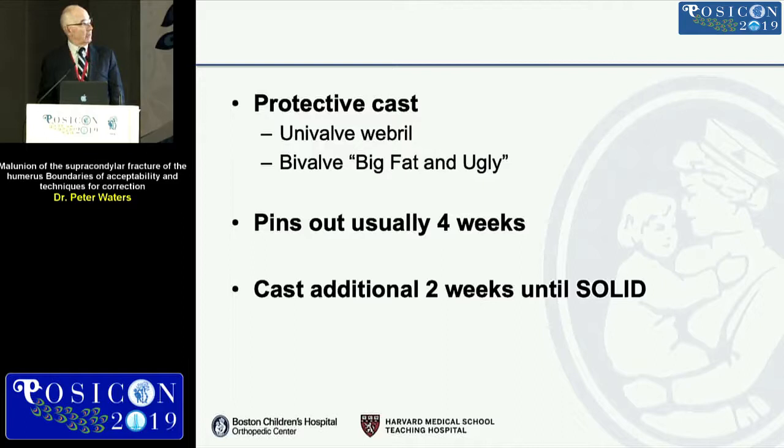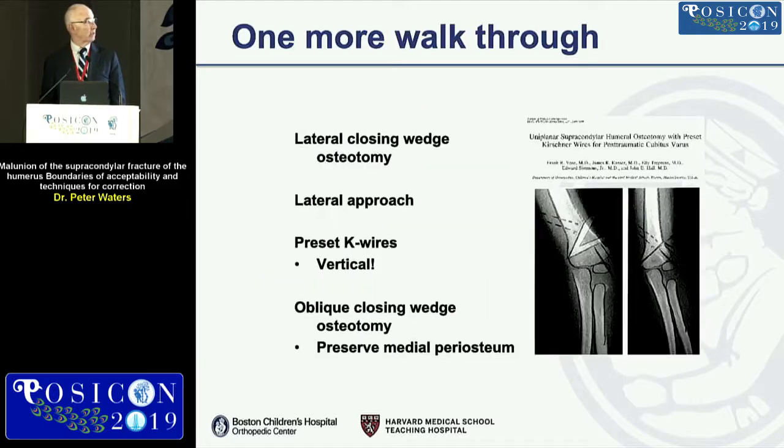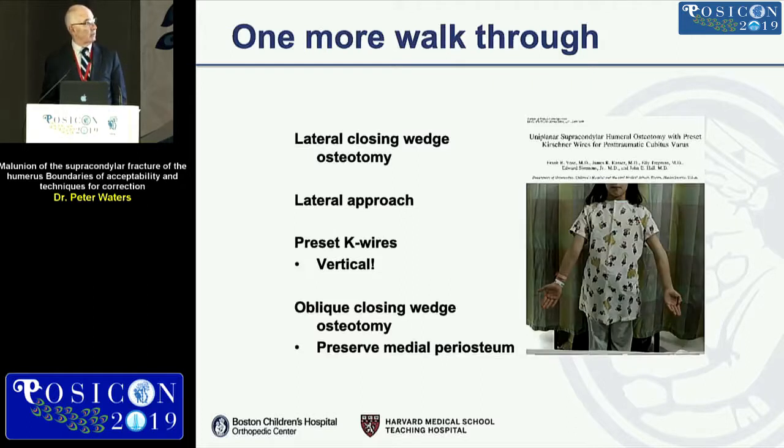You put on a protective cast. We usually univalve the cast so they don't get swelling. We put on something that we call big, fat, and ugly because the pins are taking care of this, and the pins usually come out at 4 weeks. We might add an additional 2 weeks until the osteotomy site is solid. And published results on this are really quite good and have been published out of our institution and others.